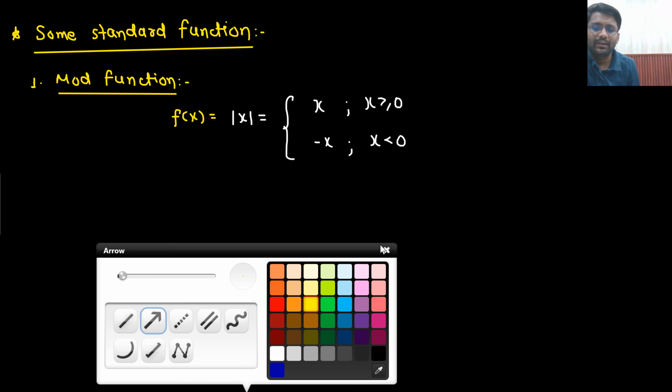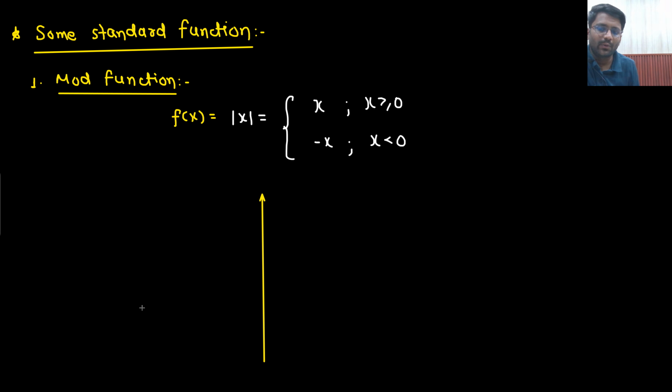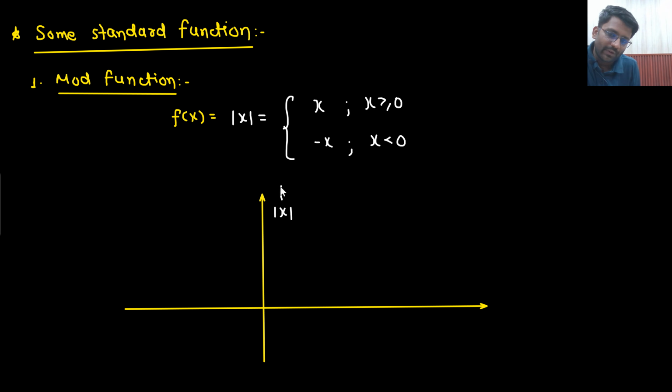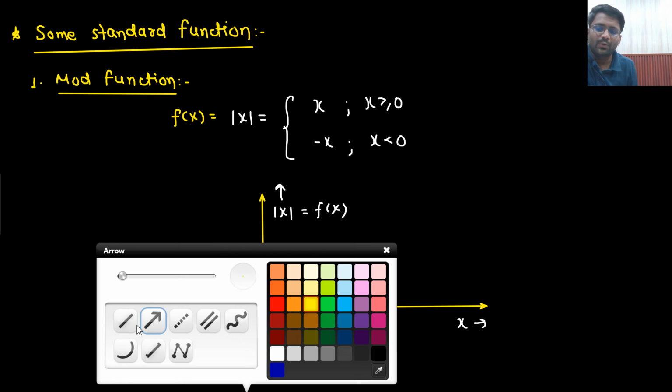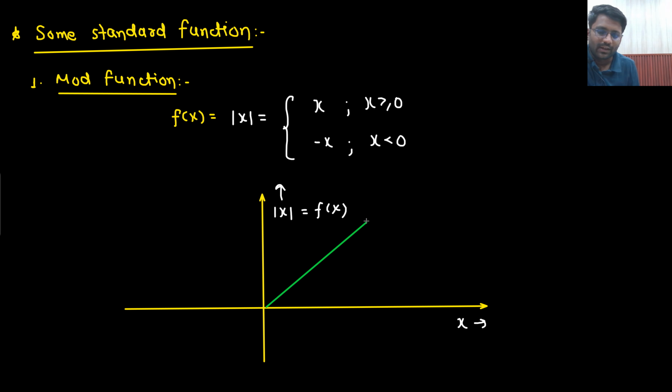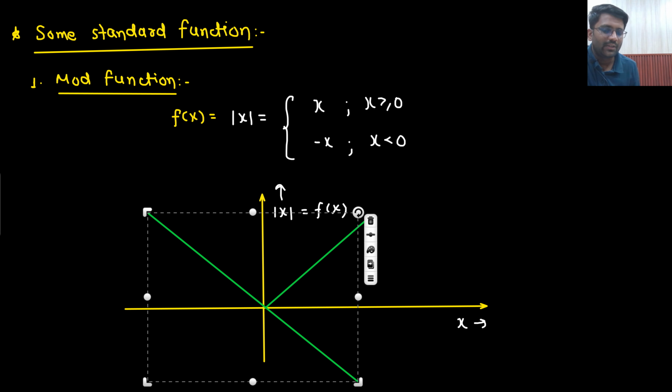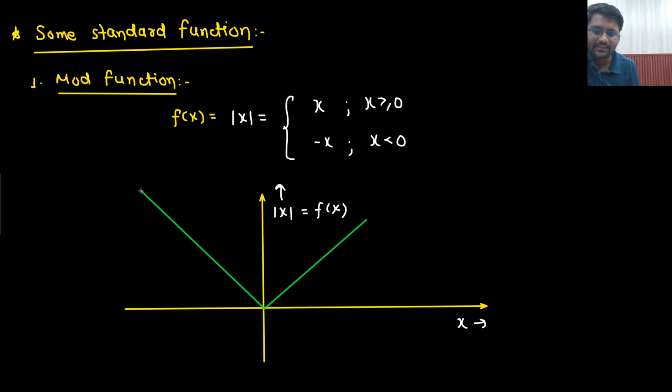And how is the graph made? The graph of mod of x, this we have already studied in calculus. So this is the graph of mod of x. You can call it f of x as of now. For x greater than 0 you need to draw the graph of x, and for x less than 0 you need to draw the graph of minus x. The graph of minus x goes like this, but you need to make it for x less than 0 only. So this graph is minus x, this graph is plus x. So this is your f of x equals minus x for x less than 0 and f of x equals plus x for x greater than 0. This is the graph of the mod function.